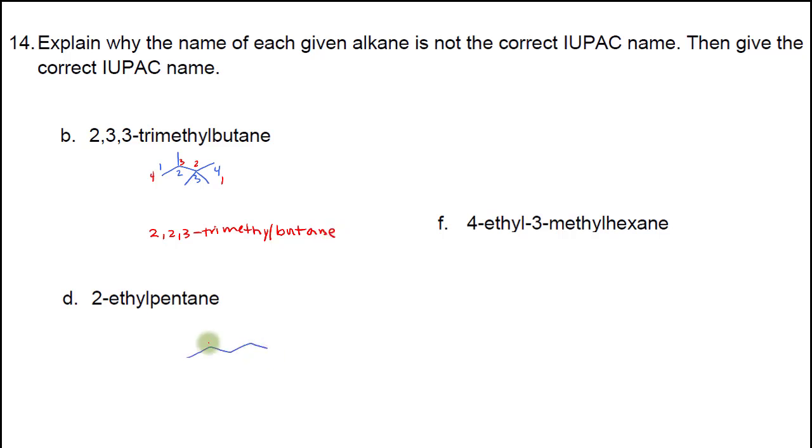So this is pentane and 2-ethyl. But if we correct it, now it's 1, 2, 3, 4, 5, 6. So the longest carbon chain is actually 6 carbons long and not 5 as it's originally listed. So instead of 2-ethyl, we have 3-methylhexane.